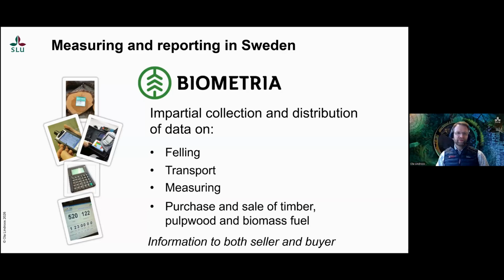We have a system since very long back with an organization that nowadays is called Biometria, and it's an impartial organization. It's a shared ownership between forest owners and industries, and they are responsible for the collection and the distribution of data from all the parts of the process. And they're also responsible for the measuring and the pricing and the financial background for the businesses between the one who is selling and the one that is buying wood.